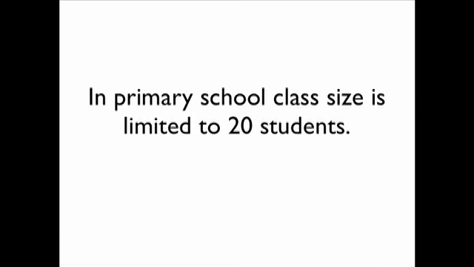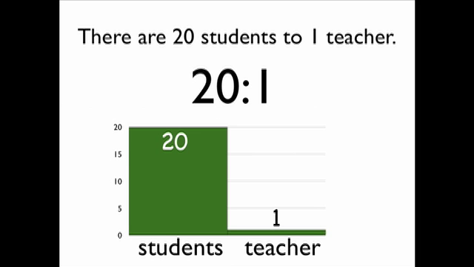In primary school, class size is limited to 20 students. That is, there are 20 students to one teacher. There is a 20-to-1 ratio. This bar graph represents the students to teacher ratio. On the left, a bar of length 20 represents students, and on the right, a bar of length 1 represents the teacher.